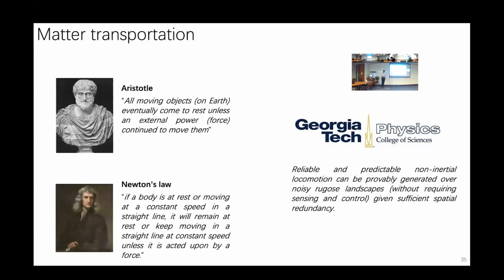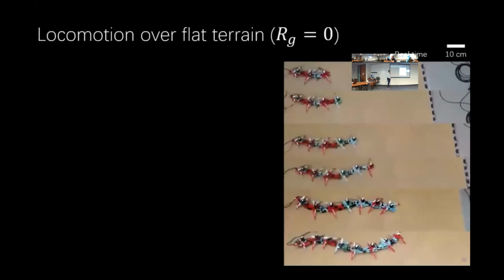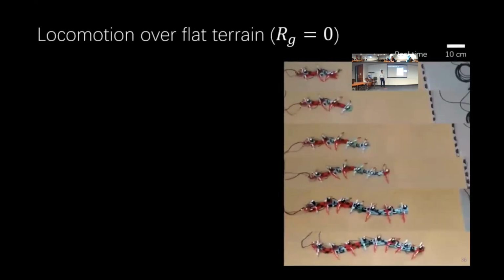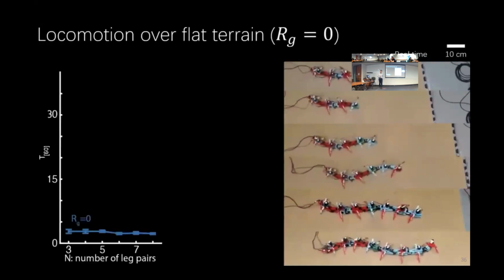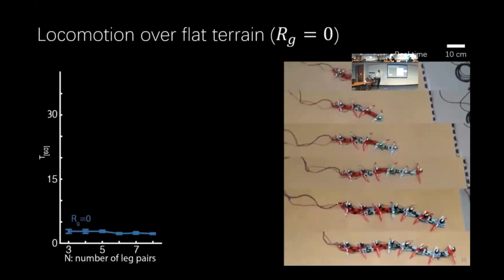Notably, our statement is philosophically in line with Aristotle's force-dominated mass transportation. So enough of the statements. Let's show the robot. Here is our robot. We have all these robots from 6 legs to 16 legs, and we record the time required to go 60 centimeters. That is the y-axis, the arrival time. The x-axis is the number of legs. And we notice that on flat terrain, there's not much of a difference.